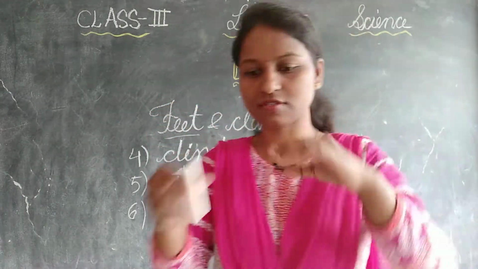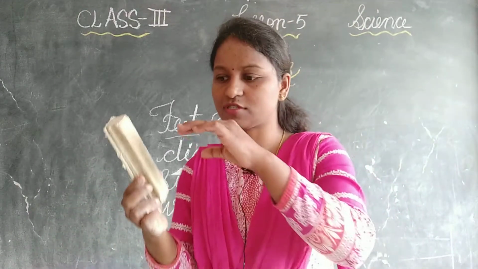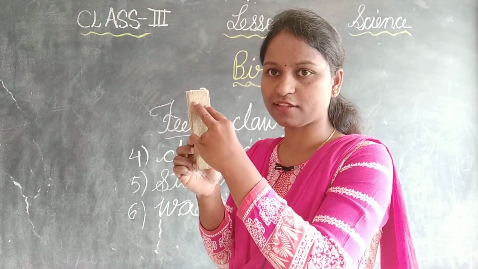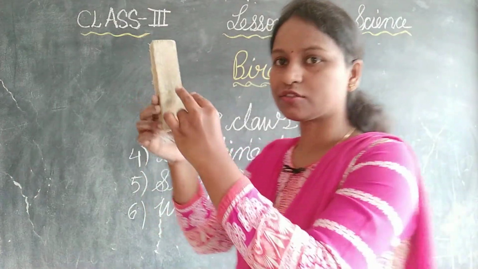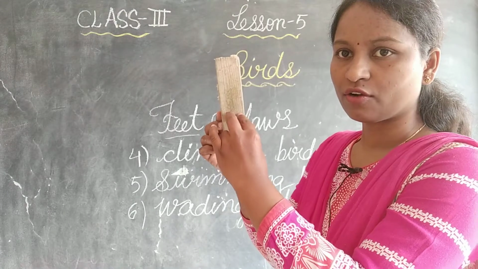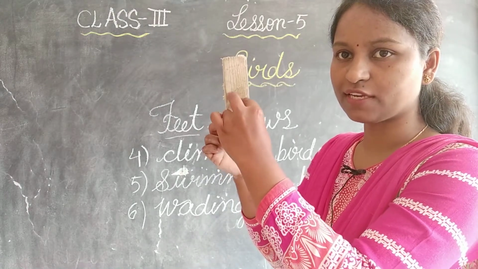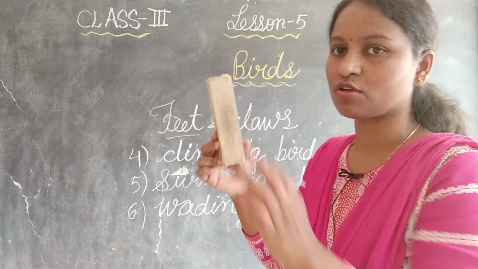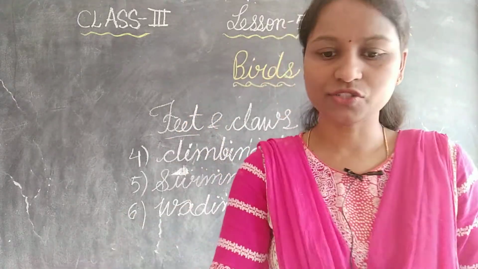Suppose this is a tree, children. 2 toes at the front and 2 toes at the back, so that they can slowly climb the tree. First these toes go up, then the 2 toes at the front, and then these 2 toes. So that is how they can climb the tree.